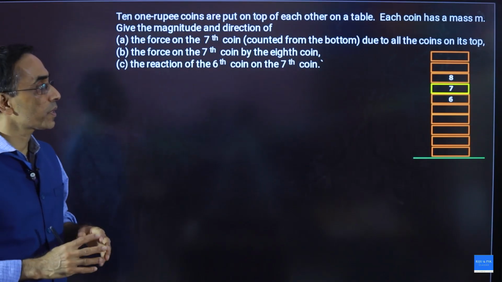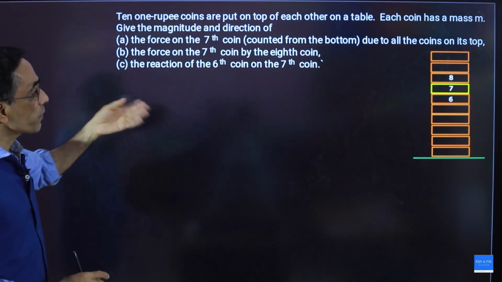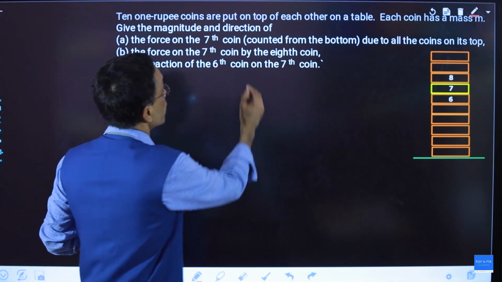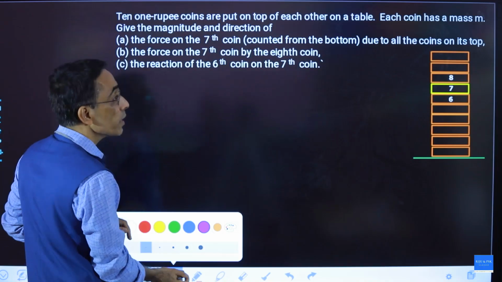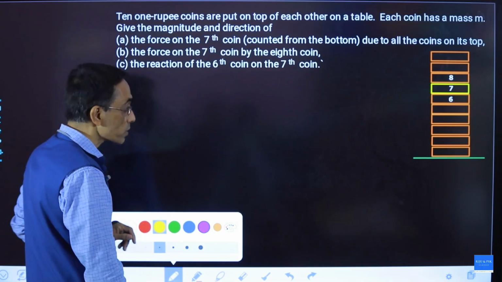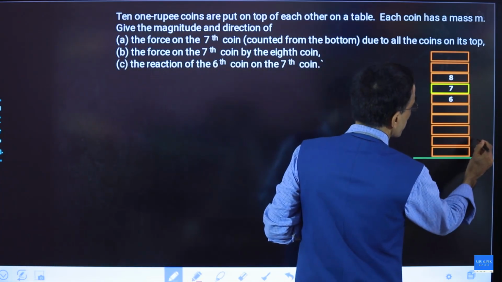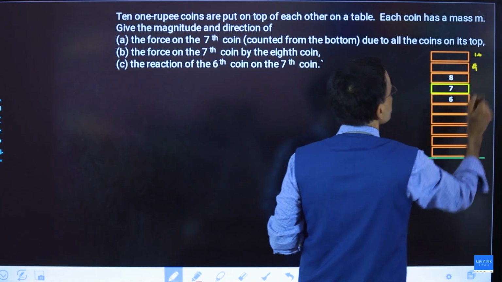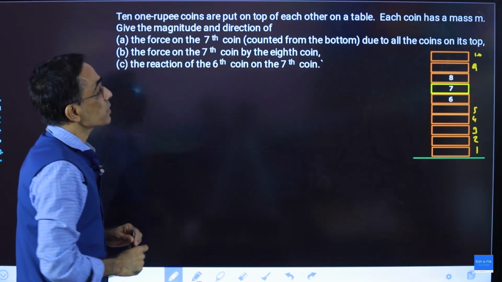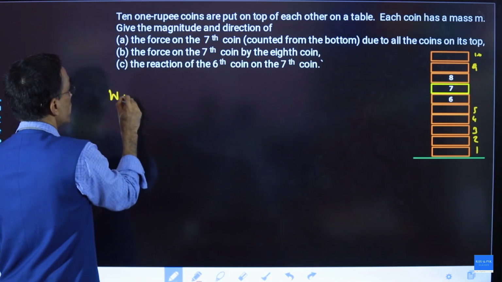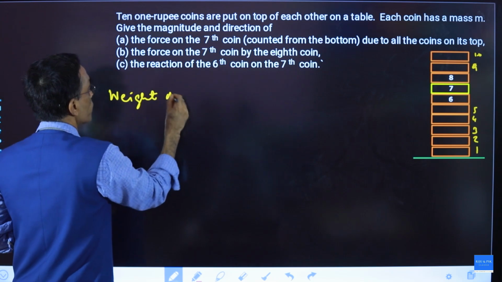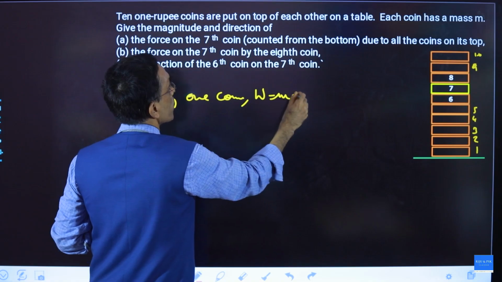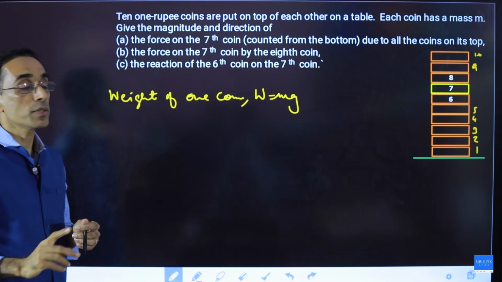This is one question from the NCERT textbook. You have 10 one rupee coins. Count 1, 2, 3, counted from the bottom. You should count from the bottom. That is why I have marked those few blocks. This is the first one, second, third, 4, 5, 6, 7, 8, 9, 10. 10 coins. Each coin has a mass m. So, each coin has a weight. Weight of one coin, W is equal to mg.